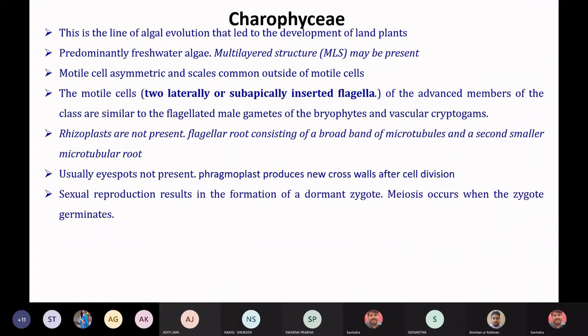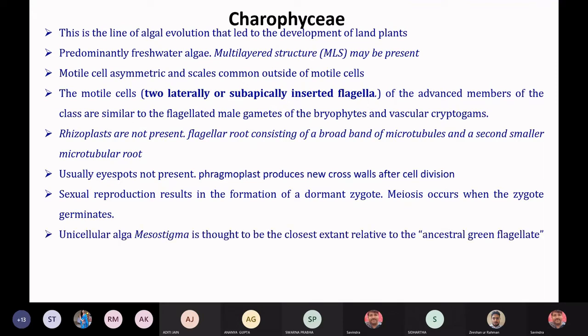We have already discussed that sexual reproduction results in a dormant zygote, and meiosis will occur in that zygote at the time of germination. And the unicellular alga Mesostigma can be said to be the closest extant relative to the ancestral green flagellates.